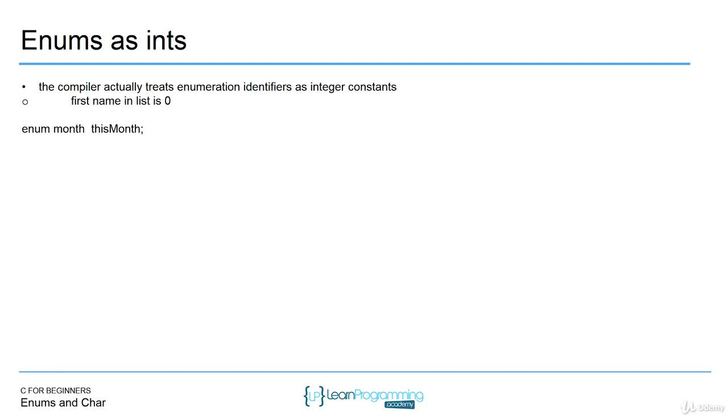So what this means is, if we have enum month this month, we created a new variable of type enum month, and then we say this month equals February, this month is actually going to be equal to an integer. But we can still use it to compare it against February. But if you were to print out this month to the console, this month would actually be an integer value corresponding to when it was defined in the list.